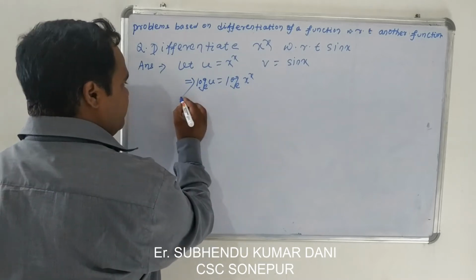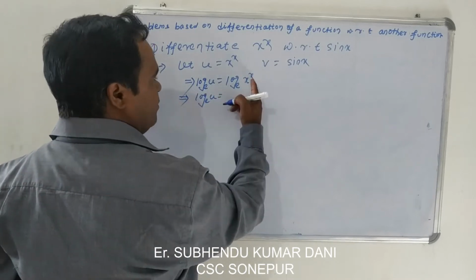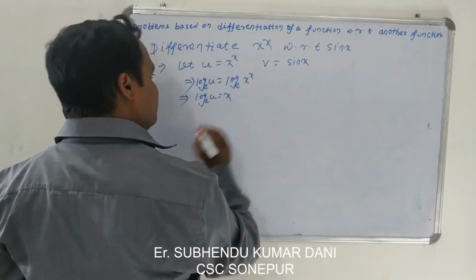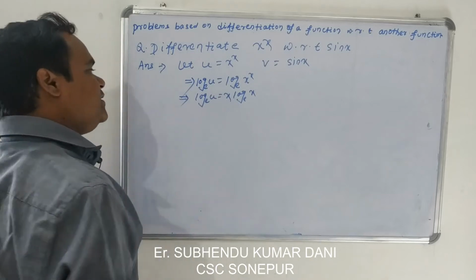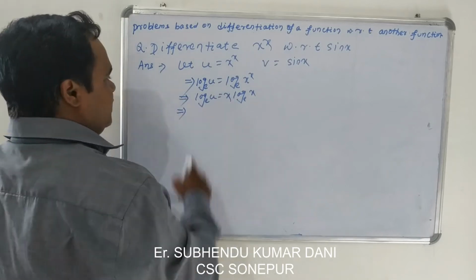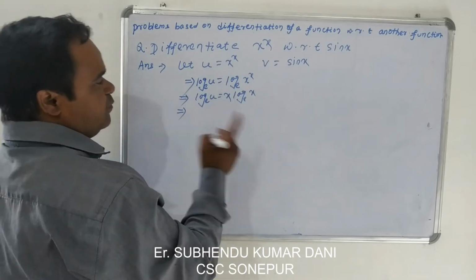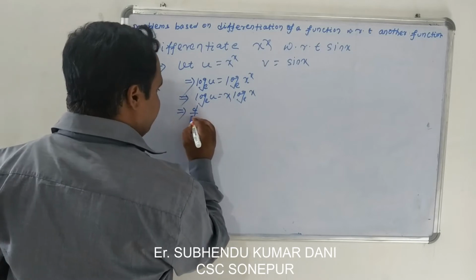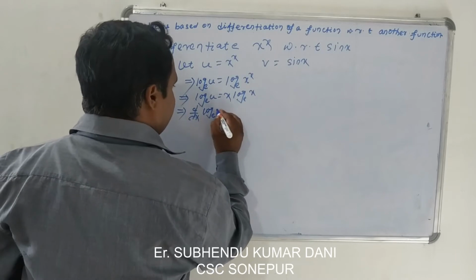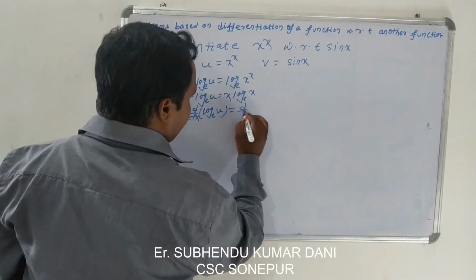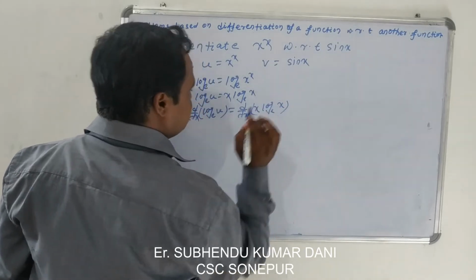Now this implies that log base e of u equals, in the logarithm form, the common factor x times log base e of x. Here u is a function of x, so we put d by dx on both sides, the derivative d by dx, because u is a function of x. That equals d by dx of x times the logarithm function.